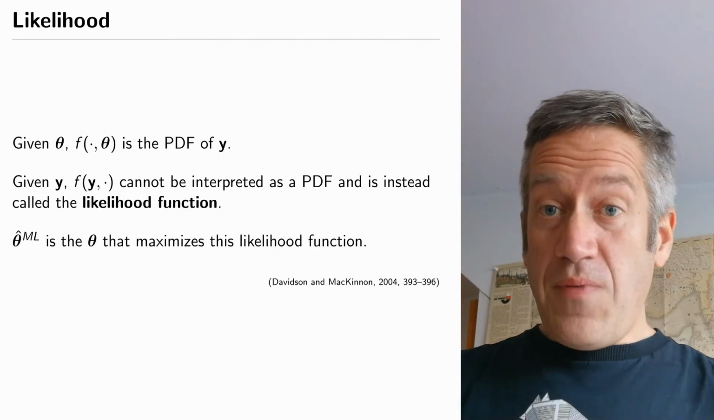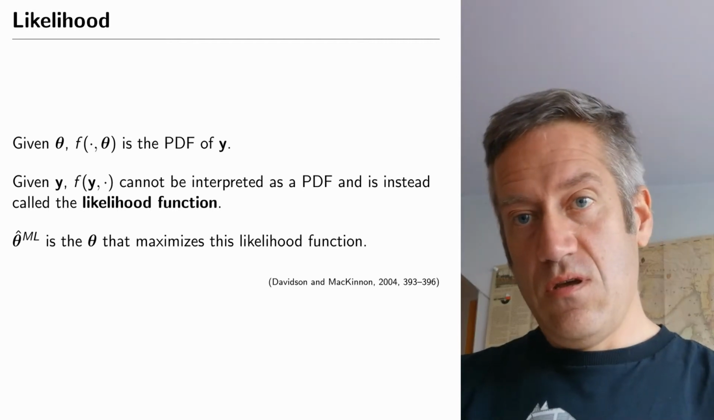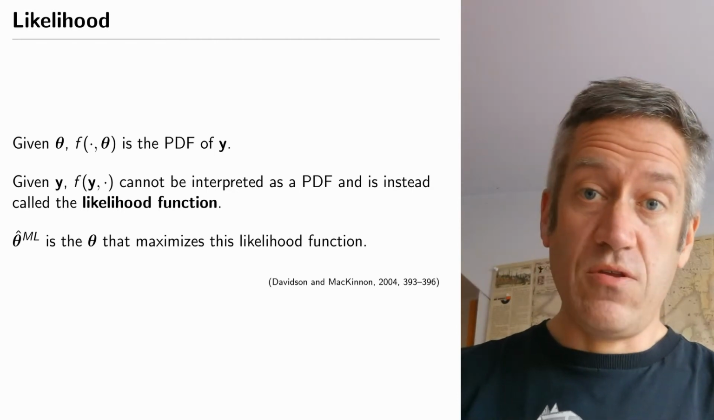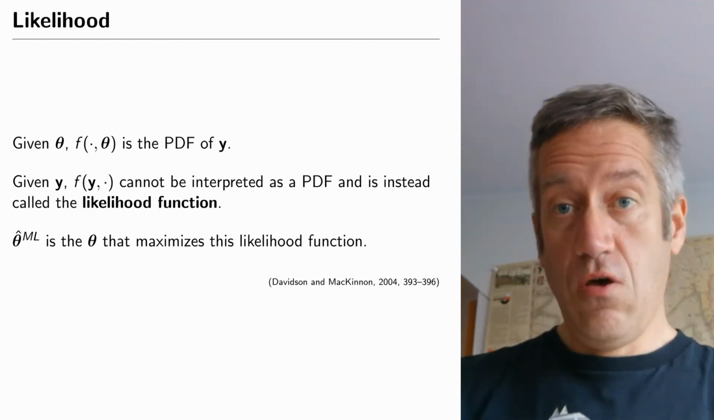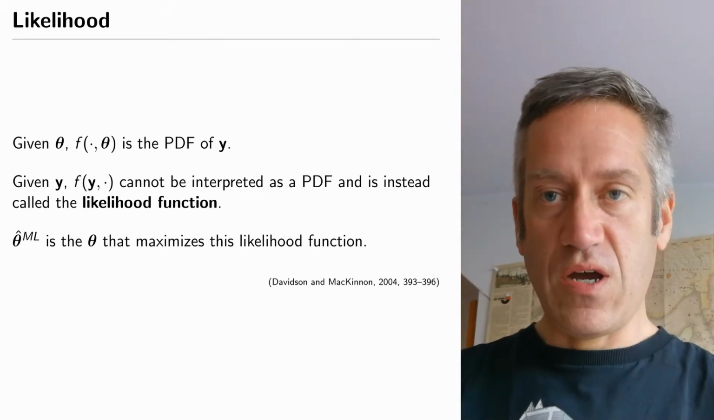Now, a probability density function would be the distribution of y given the mean and the variance. So given the mean and the variance, we can talk about the probability density function of y. And we can see what values of y are more or less likely.